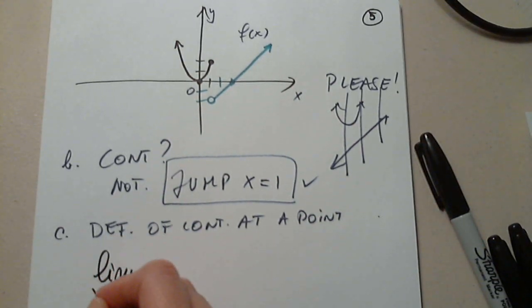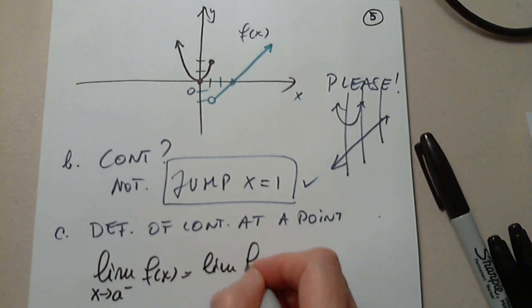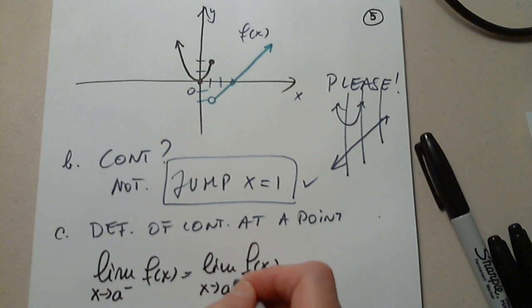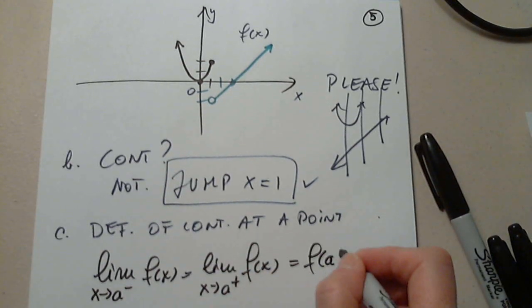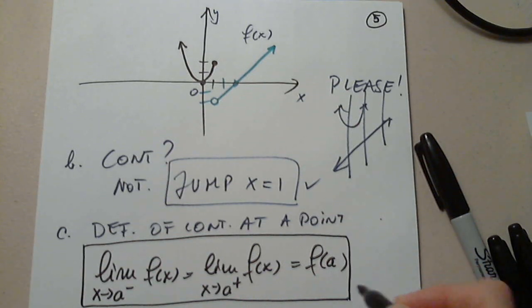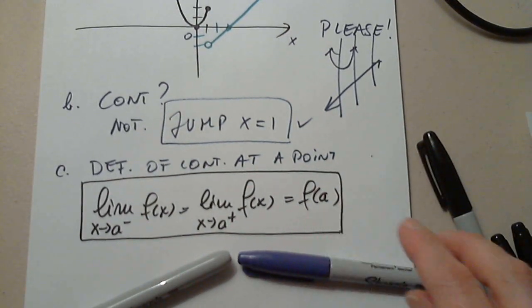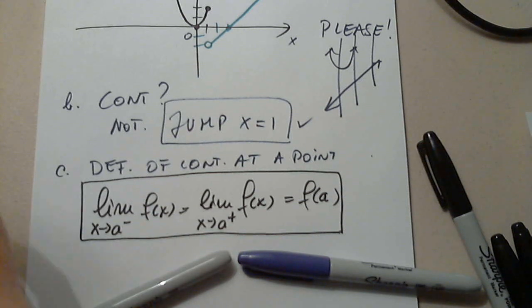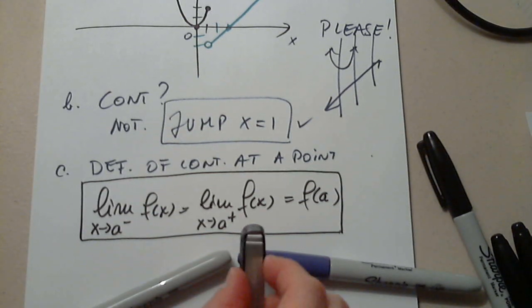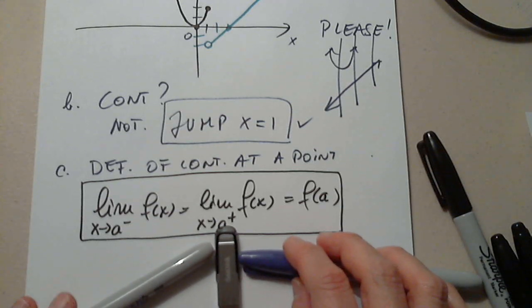The limit as x approaches a from the right must equal the limit of f of x as x approaches a from the right, and must equal f of a. This has to be understood and learned and clear. Of course, this doesn't make sense, but you know what I mean.